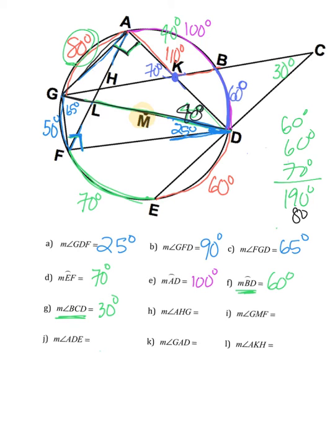So 80 degrees plus 190 degrees is equal to 270 degrees, and half the sum, 270 divided by 2, is 135 degrees. So half the sum is 135, or this angle here that is formed inside the circle is 135 degrees, or the measurement of angle AHG is 135 degrees.